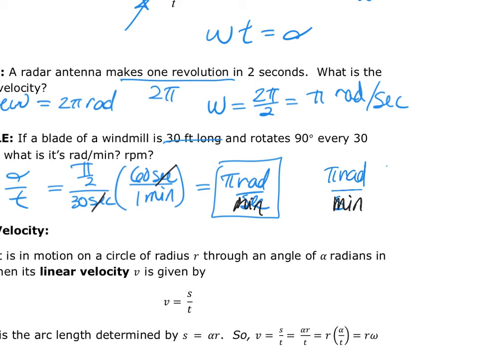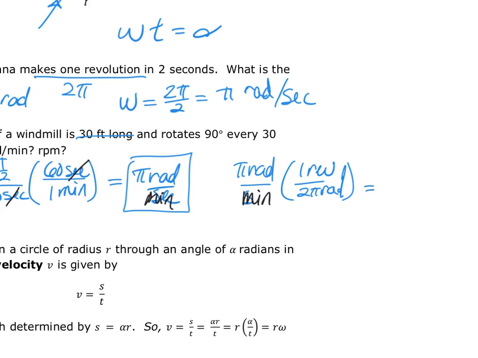I'm going to do the pi radians per minute. I'm going to multiply by my unity fraction. So 1 revolution is 2 pi radians. How many revolutions per minute do I do? 0.5 revolutions per minute. My pi's end up canceling. I end up with 1 over 2, which is 0.5. So you can write 0.5, or you can do 1/2 revolution per minute.